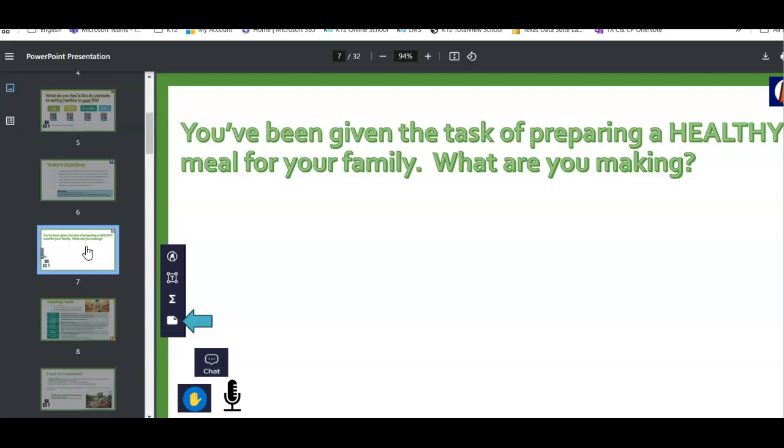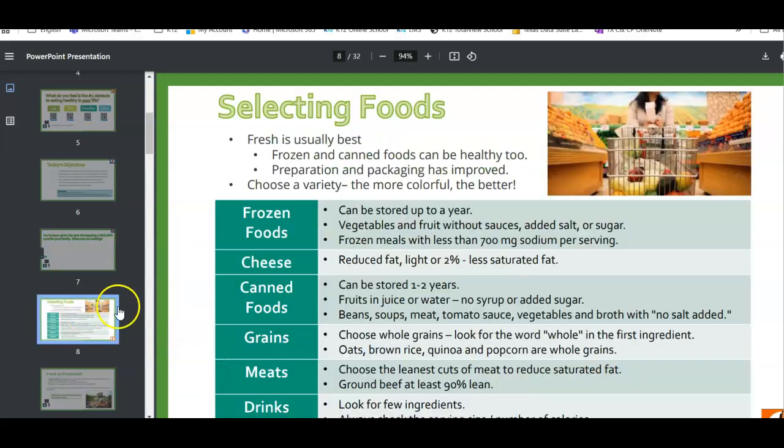Another little activity you can do on your own. You've been given the task of preparing a healthy meal for your family. What are you making? And remember, you can always go to My Plate and look for activities there. So here's selecting food. Fresh is usually the best. Frozen and canned food can be healthy too. Preparation and packaging has improved, so frozen foods can be stored up to a year.